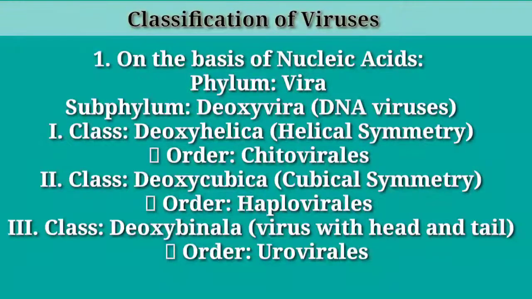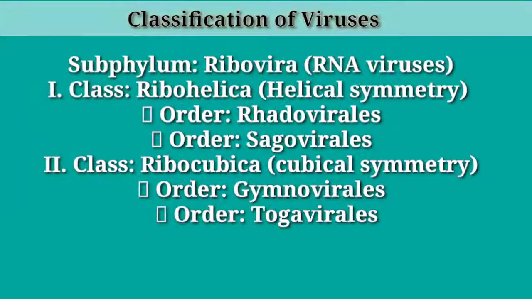Classification of viruses. 1. On the basis of nucleic acids. Phylum, Vira. Subphylum, Deoxyvira, DNA viruses. I. Class Deoxyhelica, helical symmetry. Order, Chitovirals. 2. Class Deoxycubica, cubical symmetry. Order, Haplovirals. 3. Class Deoxybanala, virus with head and tail. Order, Urovirals.